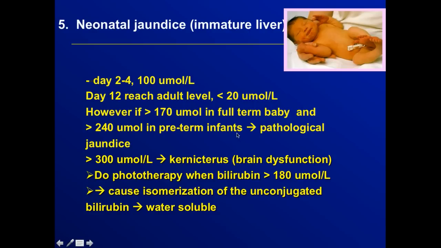Before this, you put the baby under the UV light, which we call phototherapy. But if the bilirubin is still climbing high even under phototherapy, you have to do a blood transfusion. Otherwise, it will cross the blood-brain barrier.